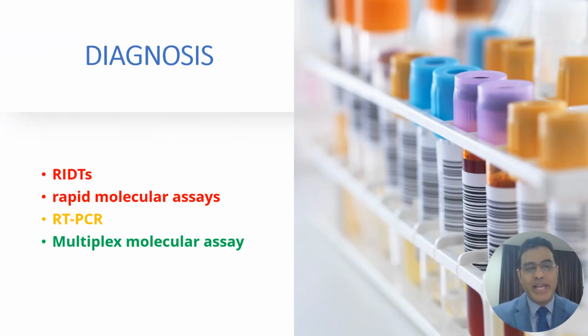The diagnosis is the same as COVID: a rapid influenza diagnostic test. The same nasopharyngeal or nasal swab is sufficient to diagnose this. This is a rapid antigen test, the same as the RAT test. Another option is a rapid molecular assay, which has better sensitivity and specificity compared to the rapid antigen tests. The gold standard is RT-PCR, the same as COVID. RT-PCR helps us identify the subtypes of influenza like H1N1 and H3N2, compared to the rapid molecular assays.